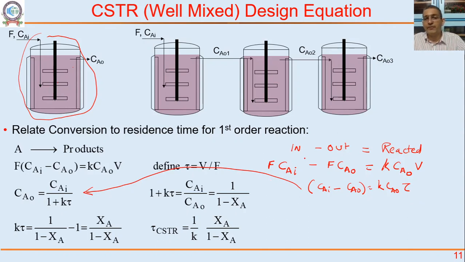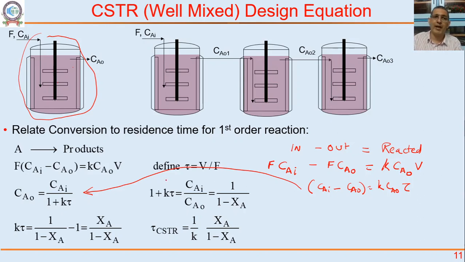Okay. Left hand side is material balance, what comes in minus what goes out. Right hand side is the rate of reaction. This is very, very important, whether you do it in a well mixed reactor.